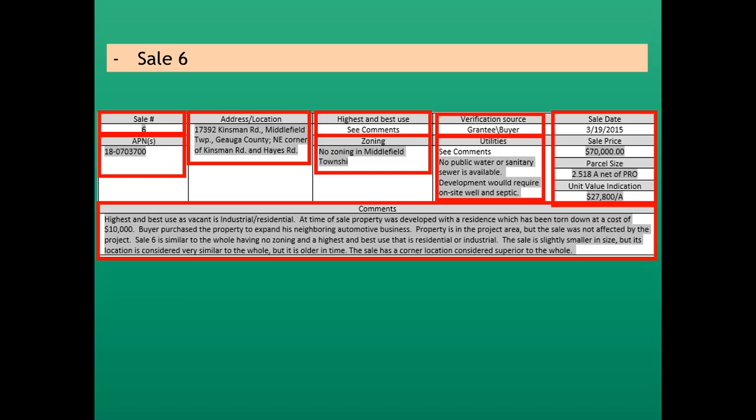Sale 6 is similar to the whole, having no zoning and the highest and best use, that is residential or industrial. Sale is slightly smaller in size, but its location is considered very similar to the whole, but it is older in time. This sale has a corner location that's considered superior to the whole.